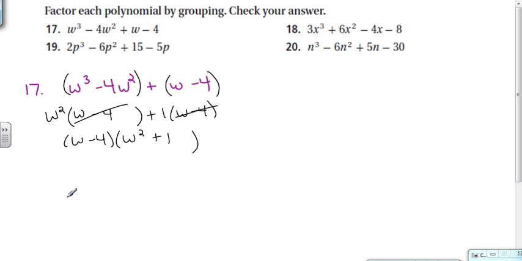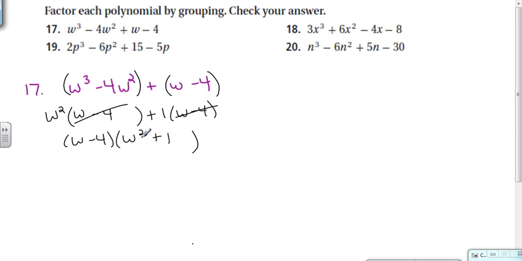So if I divide out that w minus 4, those would cross out and leaves me with w squared plus 1. So now if I want to make sure I'm right, I can do the box method and double check and make sure I get back to that problem. Or I can do w double distributive. So w times w squared is w cubed. W times 1, there's the 1w. Negative 4 times w squared, there's the negative 4w squared. And negative 4 times positive 1, there's your negative 4.